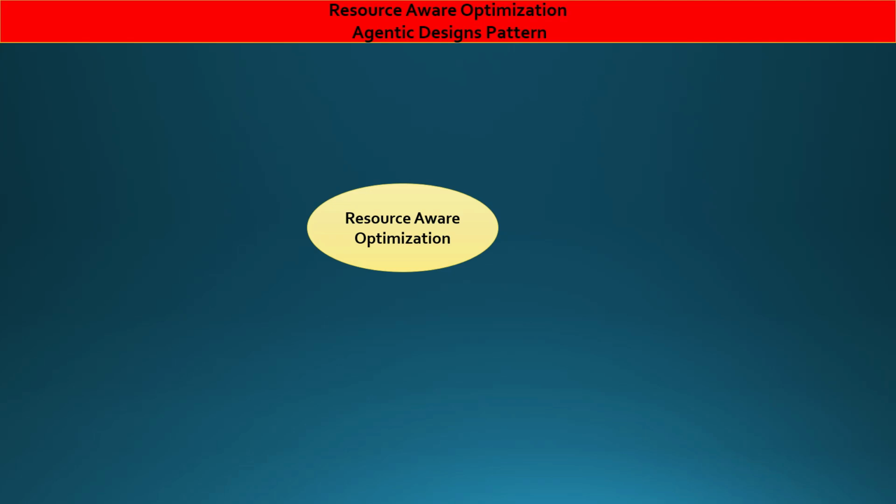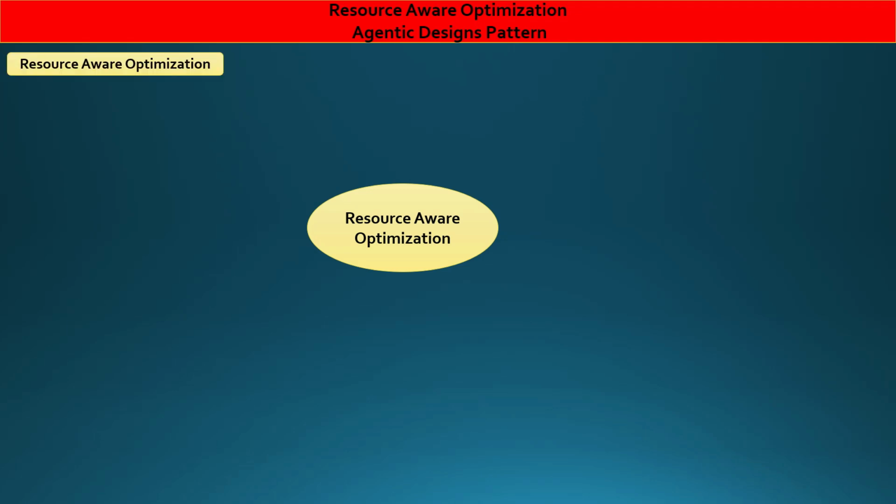In this video, we are going to discuss the resource awareness optimization design pattern, a powerful approach that helps multiple agents efficiently communicate, collaborate, and coordinate while making optimal use of available resources. So, without wasting any time, let's get started. So, resource aware optimization.